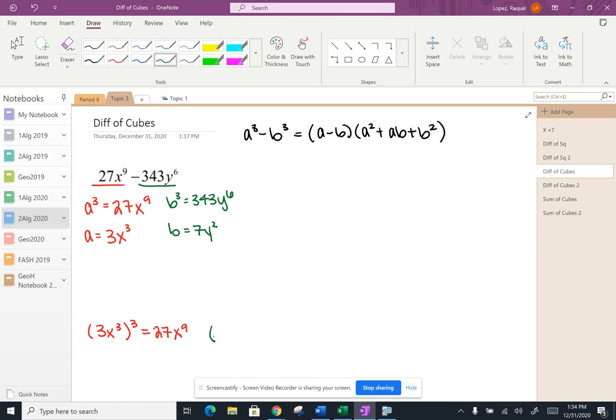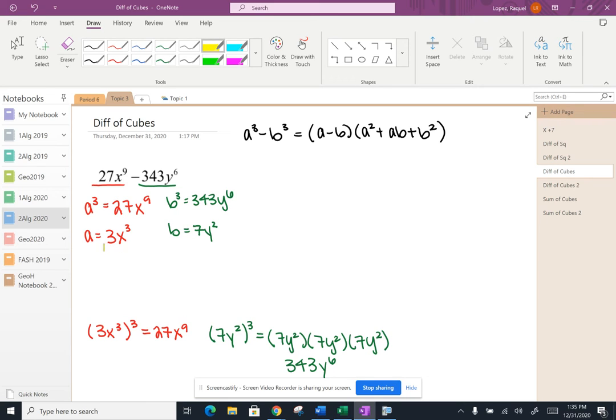So again, let's quickly double check our answer. I have 7y squared to the third power. Really what that is saying is I've got 7y squared times 7y squared times 7y squared, right? Because an exponent is repeated multiplication. 7 times 7 times 7 gives me 343. And then I see 1, 2, 3, 4, 5, 6 copies of y. So I do end up with 343 y to the sixth. Okay, so I've correctly identified my a and b.